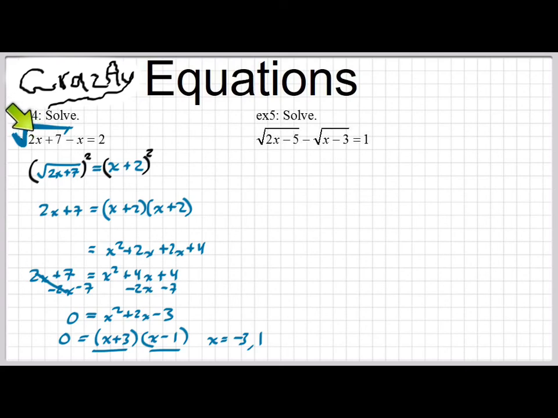What can you not have inside of a square root? Negative. Yeah, but it would just be imaginary. If I plug in negative 3 to this, I get negative 6 plus 7, which is not negative. So is negative 3 good? Yeah. What about 1? Is 1 good? Yeah. So now I can box them.